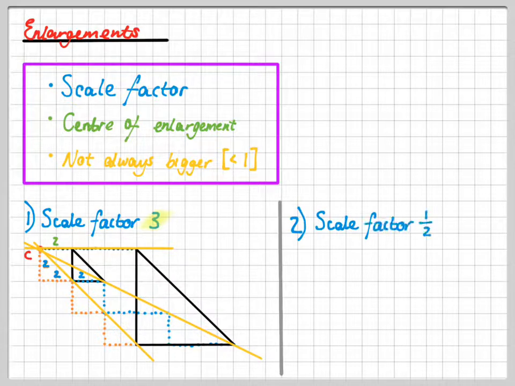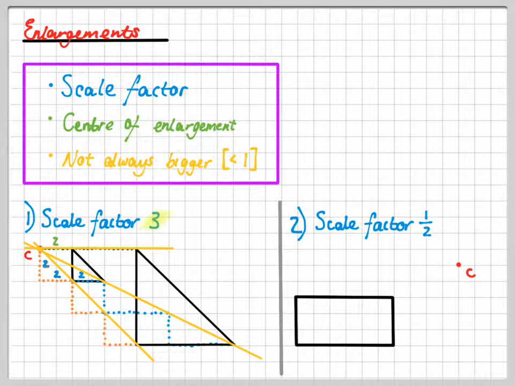Number 2 then, scale factor of 1/2. This is as difficult as it gets, certainly in foundation tier. Scale factor of 1/2. This means that the shape is going to become 1/2 times as big. And if you think of it 1/2 times as big, what's actually going to happen? It's going to shrink. So this is the case I was saying, where enlargements are not always making a shape bigger. Again, I've drawn my center of enlargement and I've just drawn a simple rectangle.